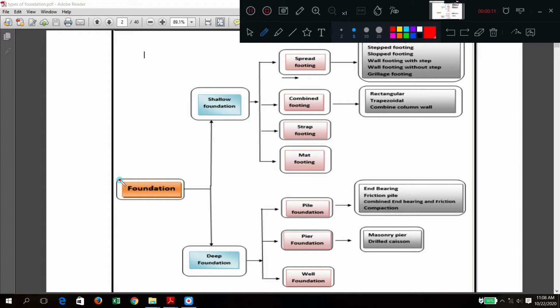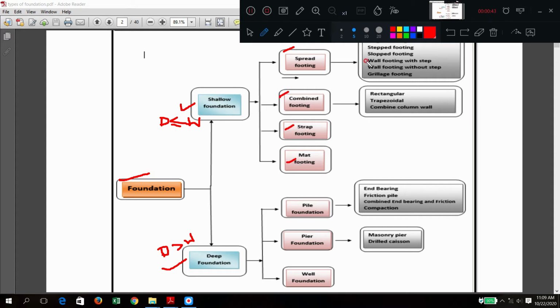So here we can see the main major classification in the diagrammatic view. We have classified foundations into two categories: shallow foundation and deep foundation. In a shallow foundation, the depth of the footing D is less than or equal to its width W. In a deep foundation, D is greater than its width. Now in shallow foundation we have spread, combined, strap, and mat.